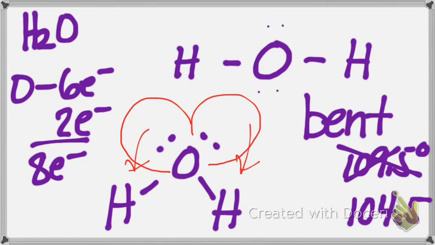I'm sorry, what? 104.5, because the lone pairs take up more space than the bonded pairs, so to minimize those repulsions, it kind of shoves those hydrogens down a little bit, which makes the bond angle actually 104.5.